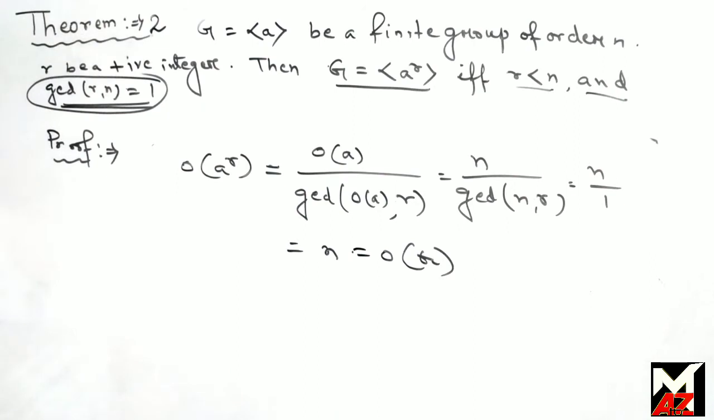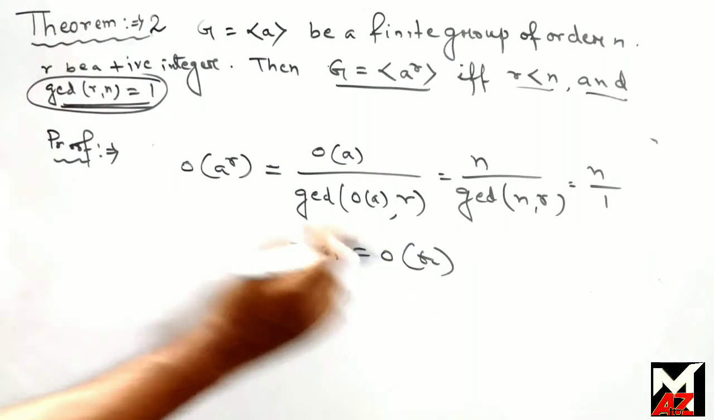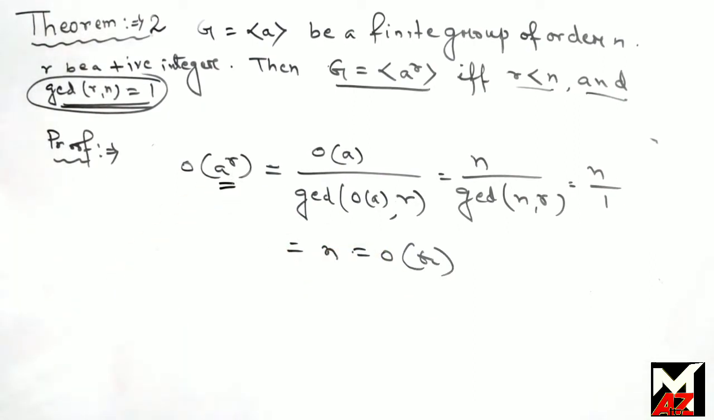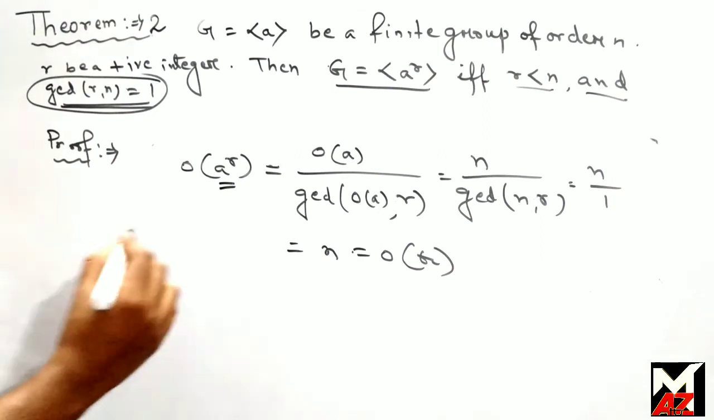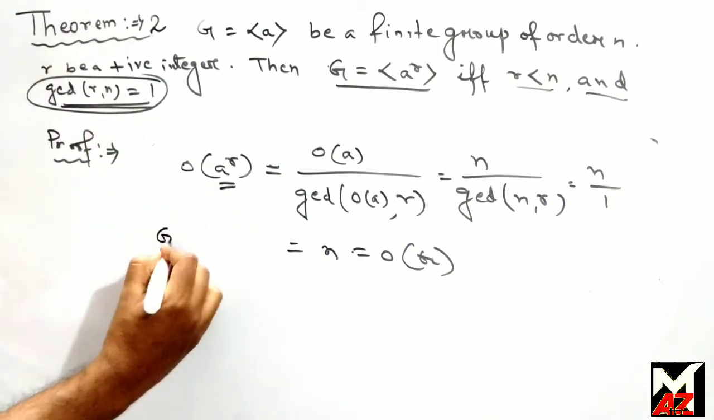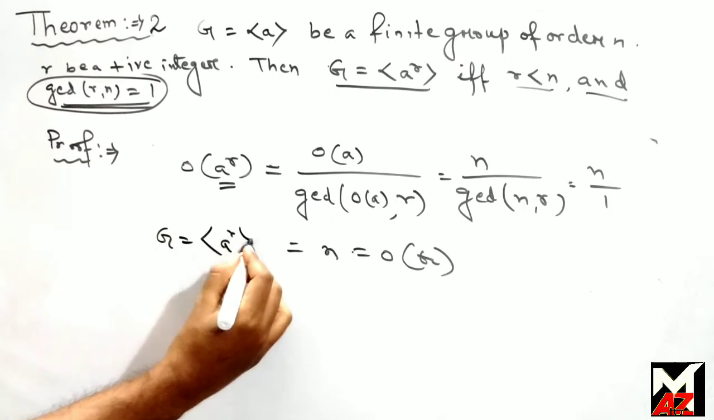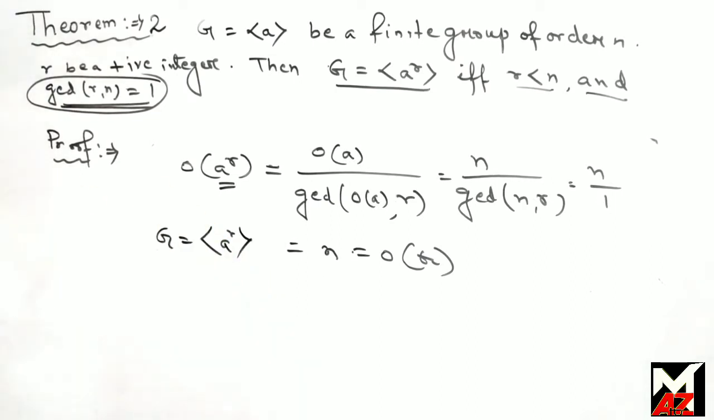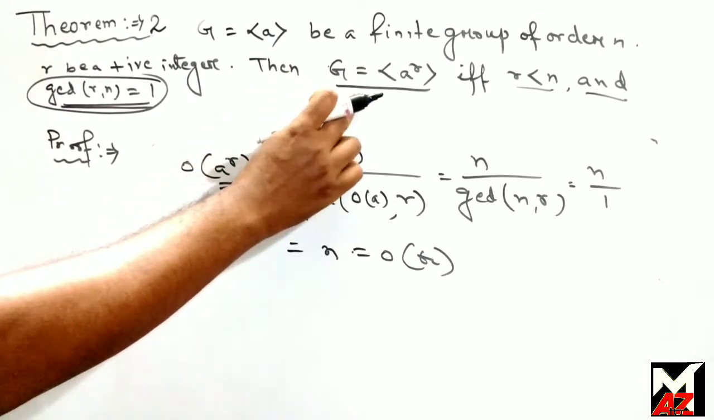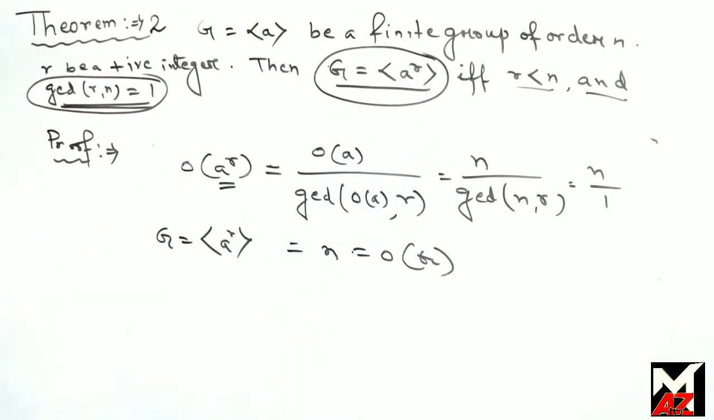And this is the order of G. Since the order of G and the order of a to the power r are equal, we can say that G is generated by a to the power r also. So we prove G is equal to the cyclic group generated by a to the power r. That is, a to the power r is also a generator of the group.